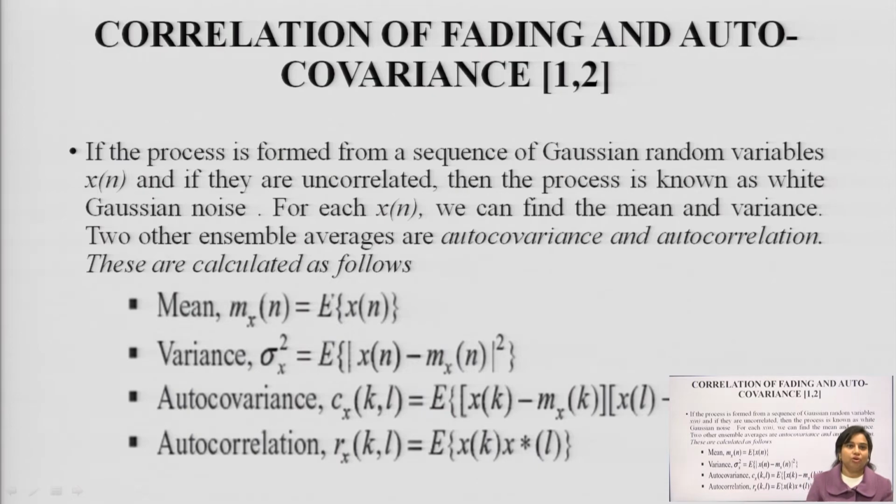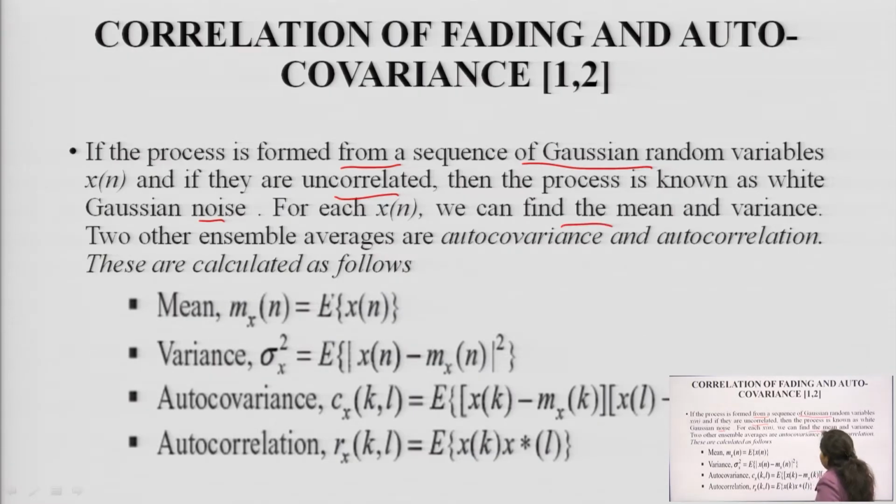Now, next is correlation of fading and auto covariance. These are some of the parameters that you have heard of earlier, which have to be considered while designing the channel. If the process is formed from a sequence of Gaussian random variables, denoted by x n, and they are uncorrelated to each other, then the process is known as white Gaussian noise. White Gaussian noise, Johnson noise and thermal noise are all the same, just with different names. For each x n, we can find the mean and variance.